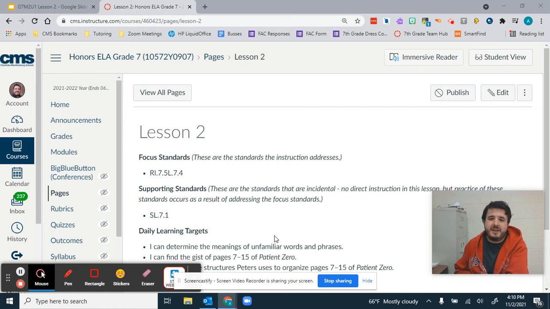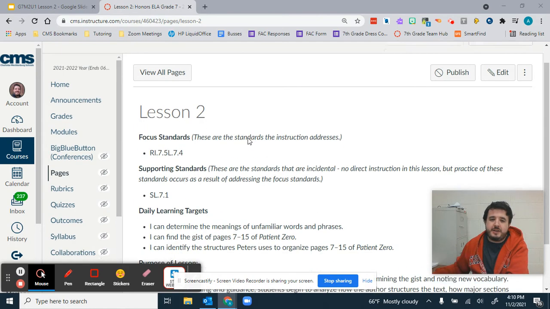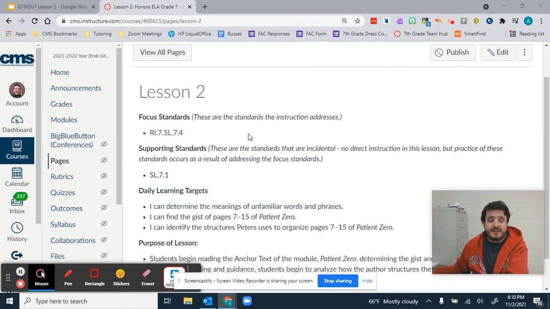Hi, everybody. Here are your directions for the Lesson 2 assignment. The Lesson 2 assignment is going to be our first day actually getting into Patient Zero. We're going to read the first 8 or 9 pages of it. And we have 3 primary learning tasks.